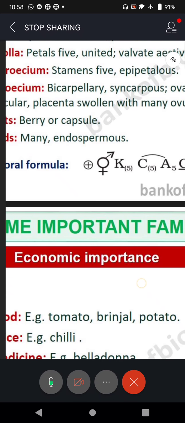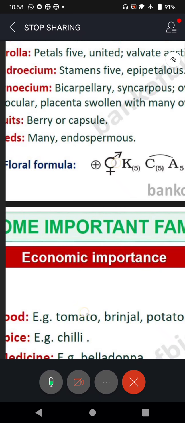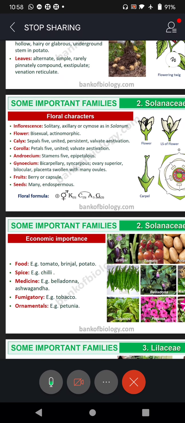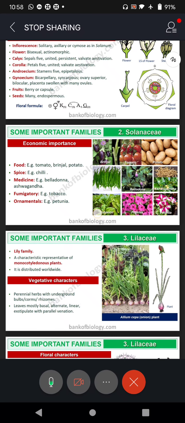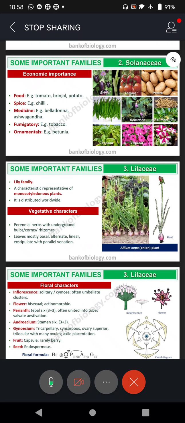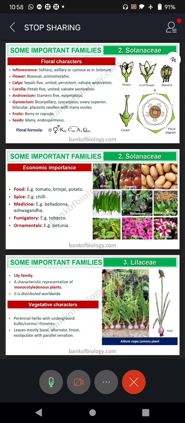And now, what is the use of this family for us? Naturally somebody like Naveen will ask, sir, why should we study all this in biology? Don't we have better things to study? Okay, Naveen? For that, the answer is this: economic importance. What is the use of the Solanaceae family for us? Okay. Now let us see the importance.